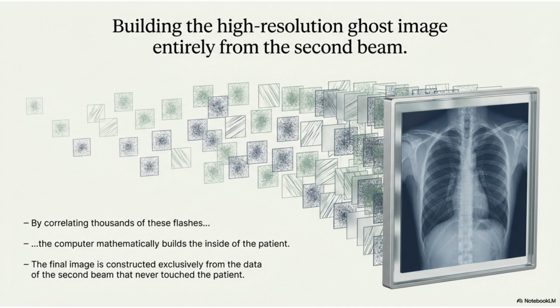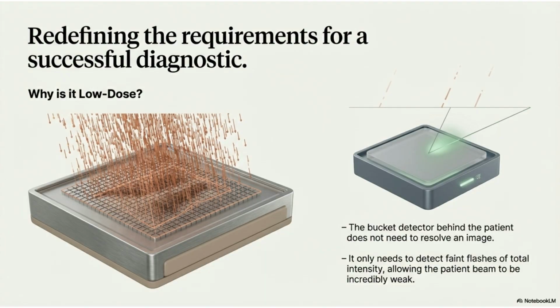The final, high-resolution ghost image is constructed exclusively from the data of the second beam that never touched the patient. The process is low dose because the bucket detector doesn't need to resolve an image. It only needs to detect faint flashes of total intensity, allowing the patient beam to be incredibly weak.